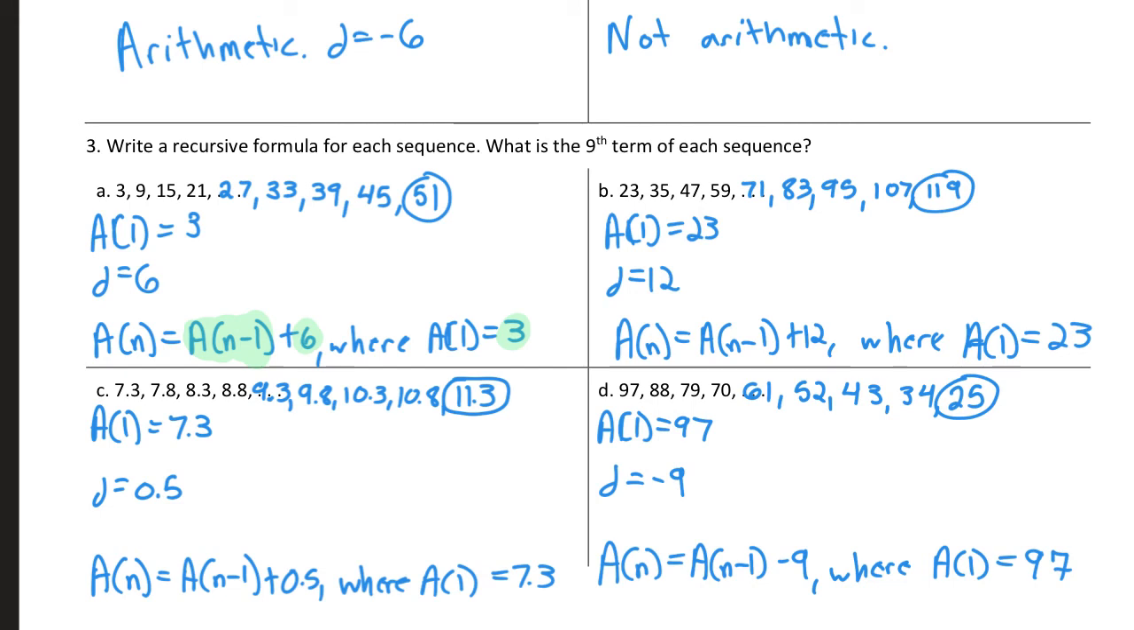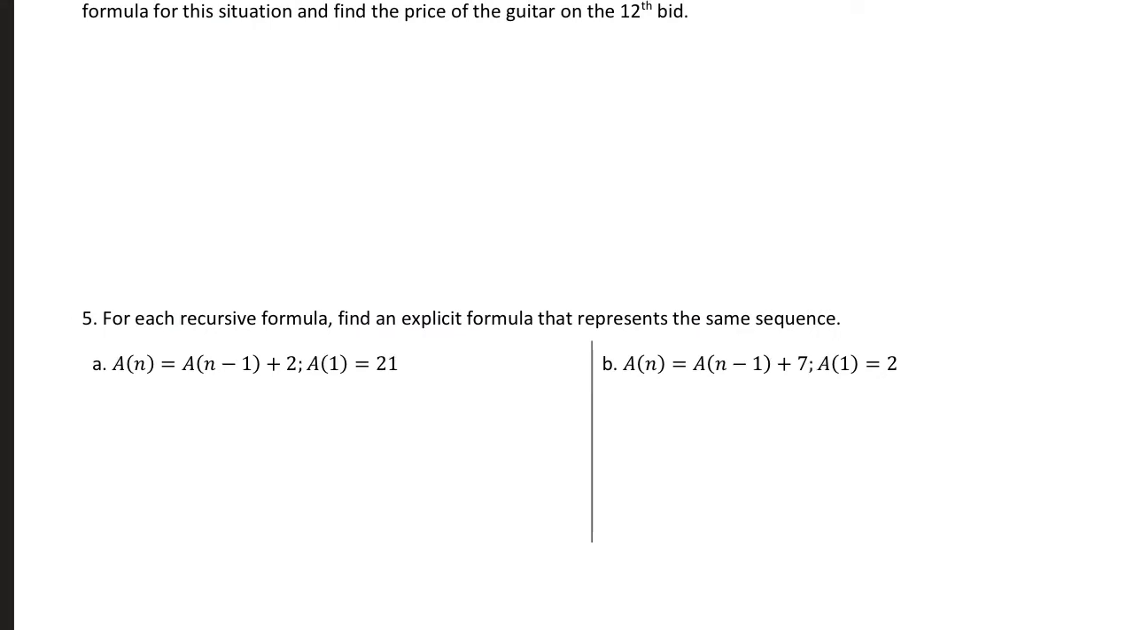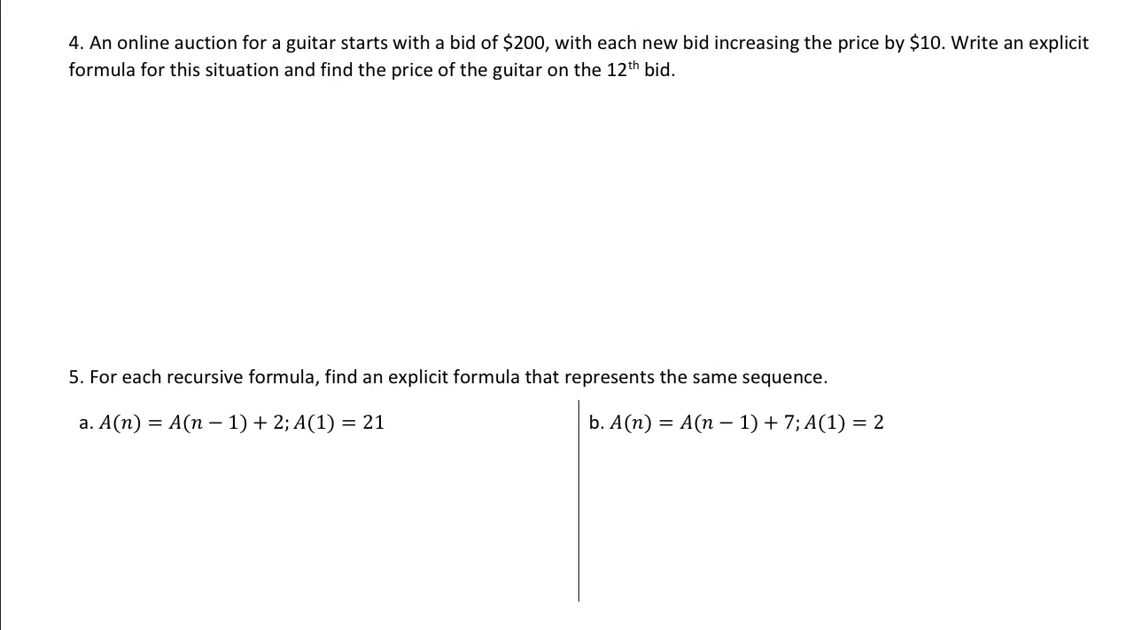So I'm going to move to the next page. It's actually more guided practice, but I'm just going to go through these like I would a normal example in the notes. For number 4, it says an online auction for a guitar starts at a bid of $200, and each new bid increases the price by $10. So we've got to write an explicit formula and find the price of the guitar when we get to the 12th bid. For this, the useful information is the first term in our sequence, the starting value, is 200.